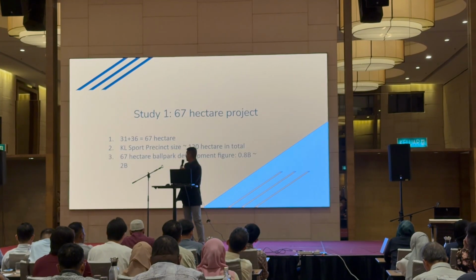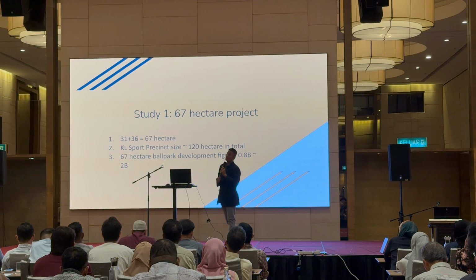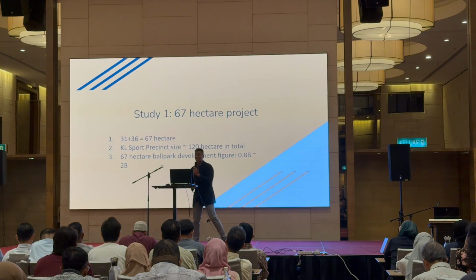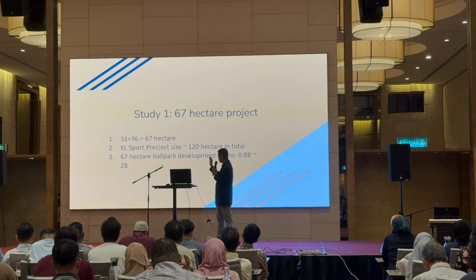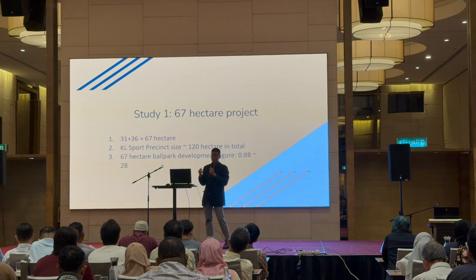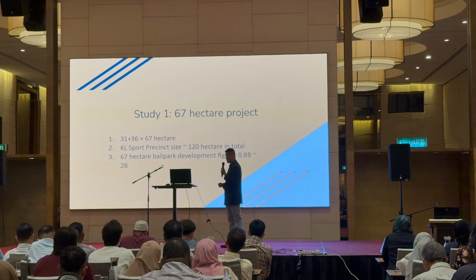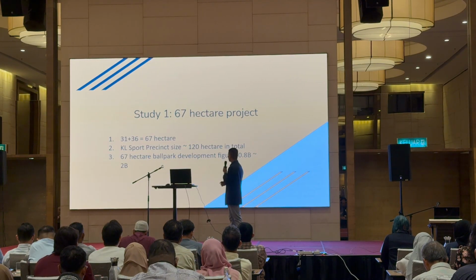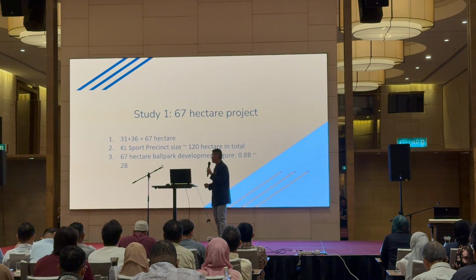Now, let's go to the first case. This is a 67-hectare project, all right? I think, if I'm not mistaken, it is coming from WKL Design. So basically, it is like 2 plots of land, 31 and 36, in total 67 hectare. So we just use a baseline figure from the Bukit Jalil Stadium. The whole complex is called KL Sport Precinct. It is around 120 hectares in total, so it's like half of that.